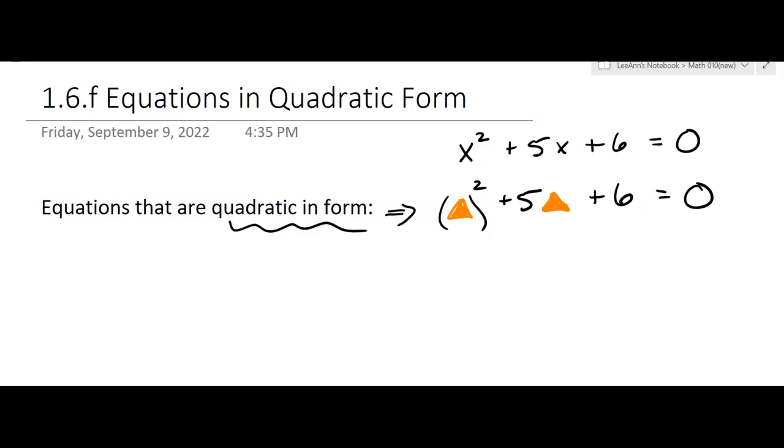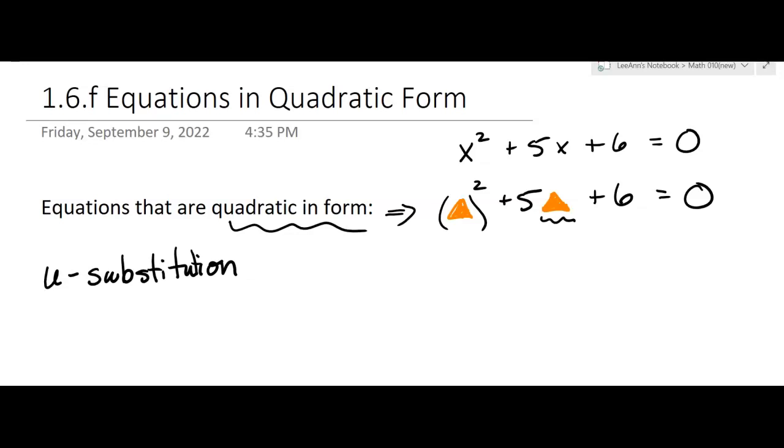And that orange triangle could be anything. It could be a binomial, it could be a radical, it could be just anything. And we'll see some examples here. How we're going to solve this is we're going to do what's called a U, as in the letter U, substitution. Okay, what you do is you take whatever that orange triangle is.